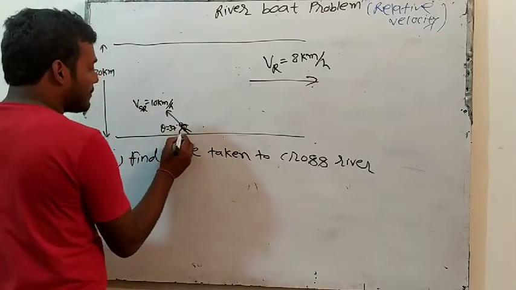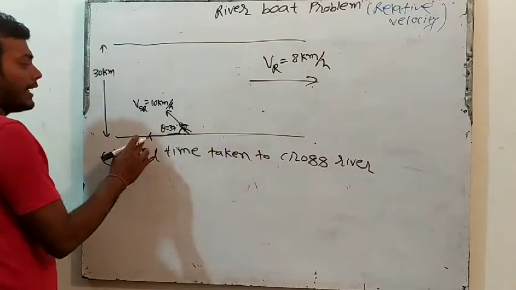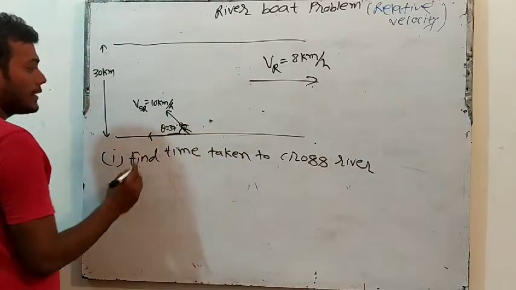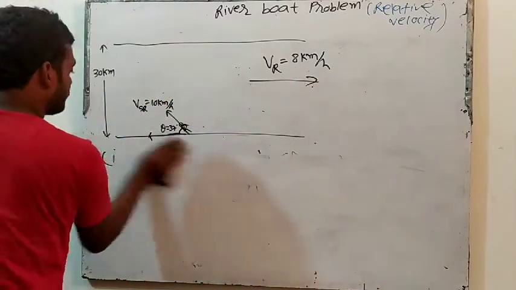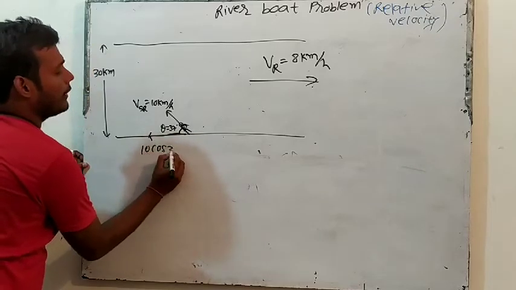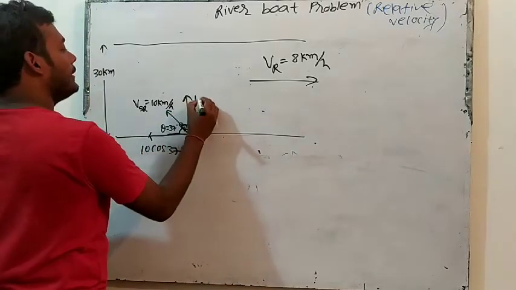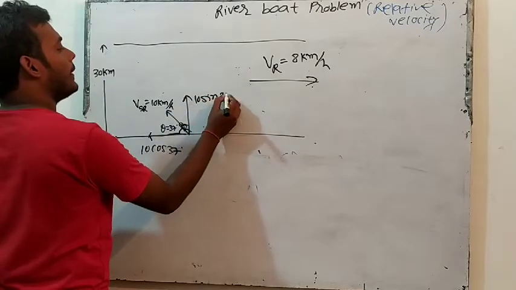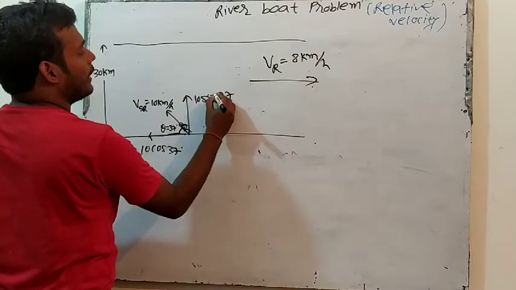So this velocity is making an angle with x. So this will be cos. I am doing this one. So this will be cos. So this will be how much? 10 cos 37. V cos 37. And this will be what? 10 sin 37. Y will be 10 sin 37. Is it?